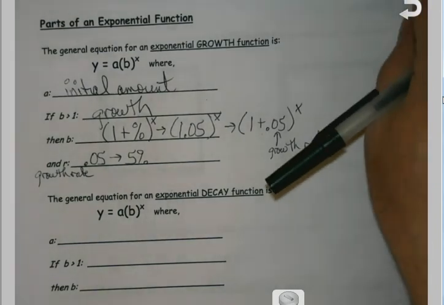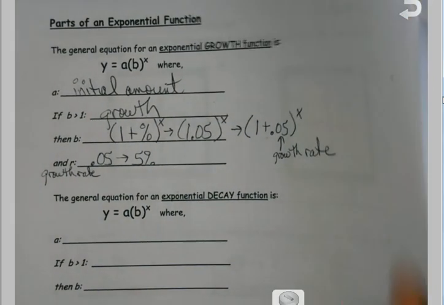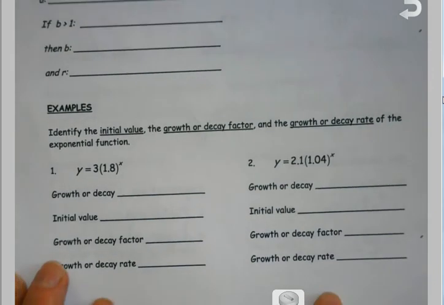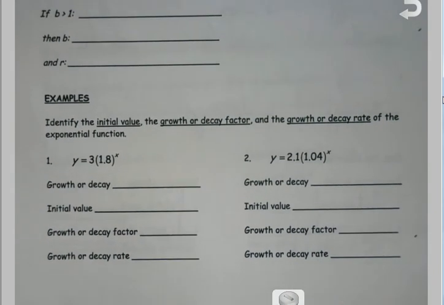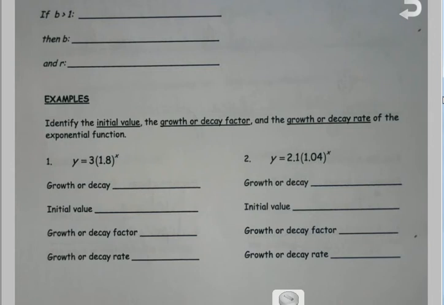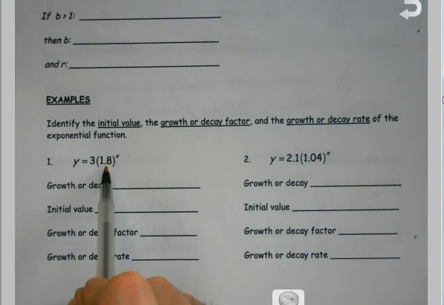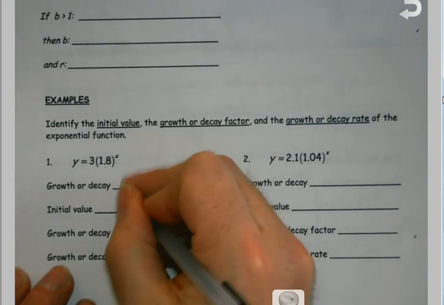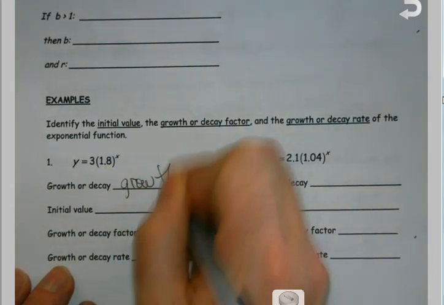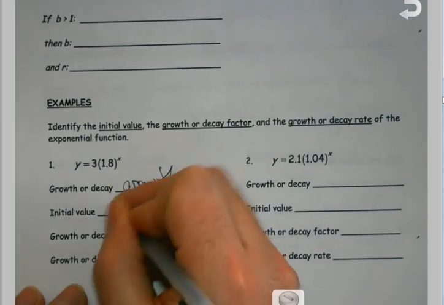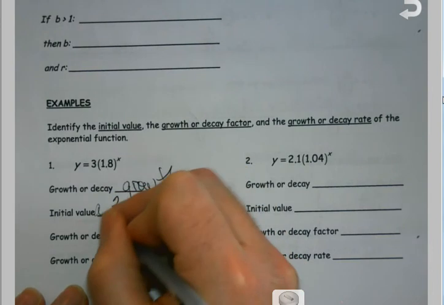Because when I'm doing these, okay, and the examples at the bottom, I want to do these two and I want to do one on the last page. And then I'm going to help you with a couple of the homework ones here. All right, so we're going to identify the initial value, if it's growth or decay, and the growth or decay rate. So number 1, is this going to be growth or decay? Growth, because it's greater than 1. I guess I could have even circled it. How much did I start with? 3, because that's my A value.